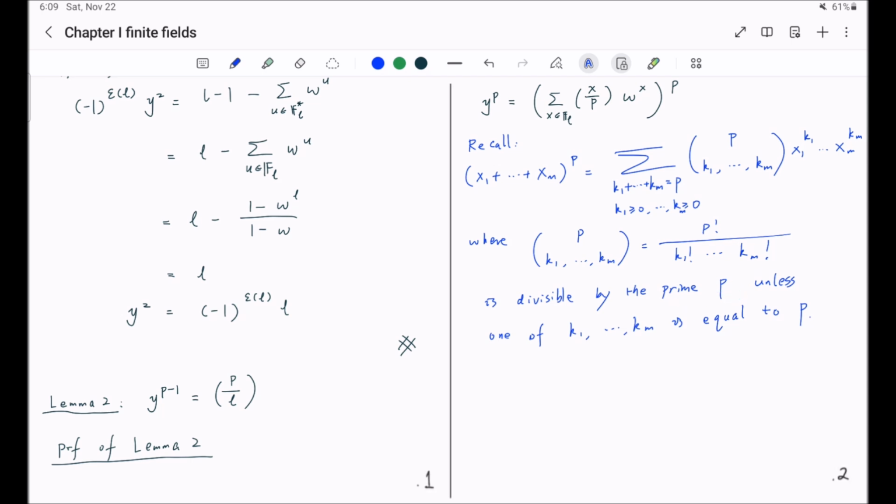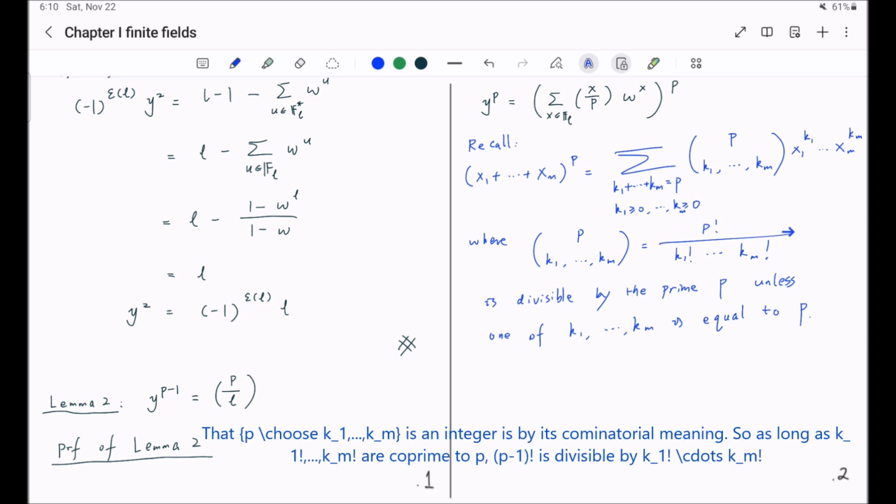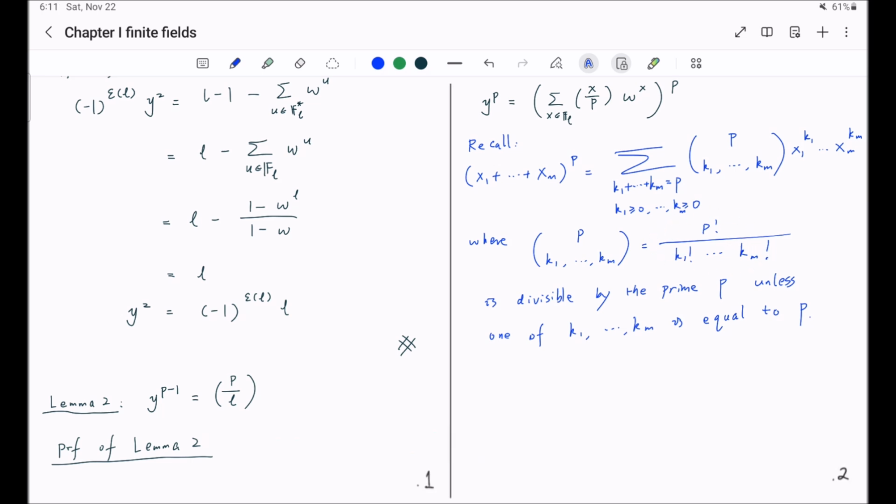And this can be easily verified by elementary number theory. Suppose k1 through k_m are all less than p. Because p is a prime number, if you factor out a p, then this thing will become p times p minus 1 factorial divided by k1 factorial through k_m factorial. And p minus 1 factorial divided by this is still an integer, because all the factors here are co-prime to p. P is a prime. Any integer that is less than p is co-prime to p. So this number is divisible by p, unless one of those k1 through k_m is equal to p.